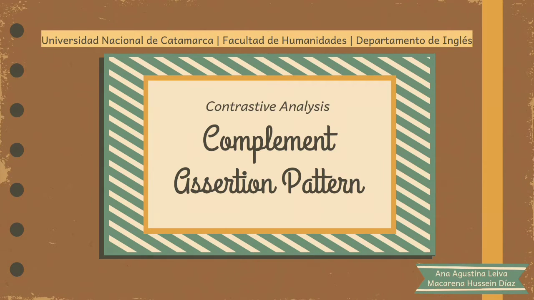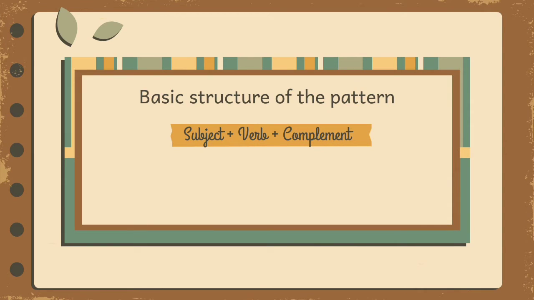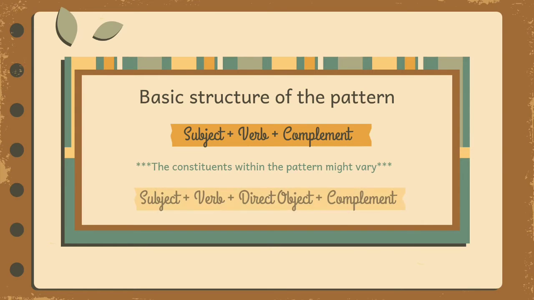Concerning this pattern, the complement assertion pattern, we have three main constituents within its structure. There is the subject, that is followed by the verb, and finally the complement. We need to bear in mind that there might be some variations regarding these constituents, mostly when we add a direct object immediately after the verb, in the case of having a transitive verb that, as we know, requires this kind of object. In that case, the structure could be subject, verb, direct object, and complement. Let's look at some examples.